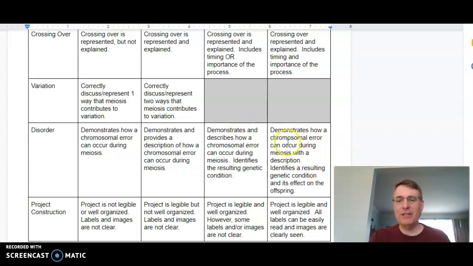Explain your disorder. To get full points, you need to demonstrate how the chromosomal error can occur and identify the resulting genetic condition. So how is it going to affect the offspring? And the last one is, how is your product constructed? Is it legible? Do you explain it well? If you're doing a video, are you explaining it with everything? Not everything, of course, needs to be labeled there. You can label what's going on or point to it, as long as you're explaining it appropriately, that would be fine.